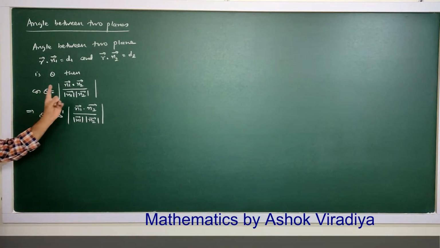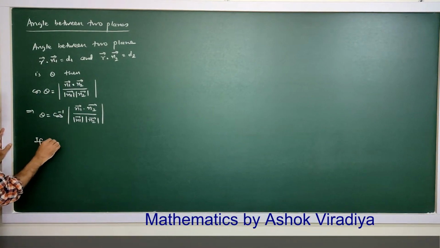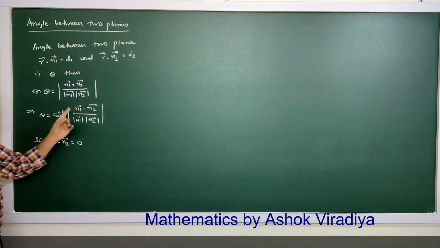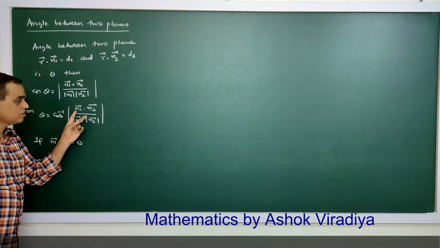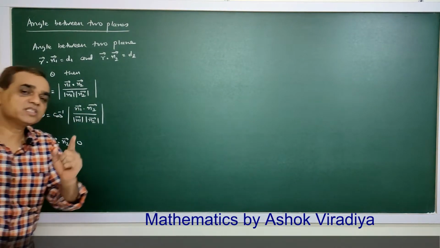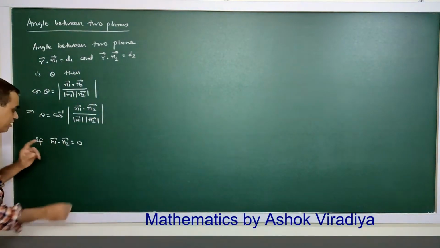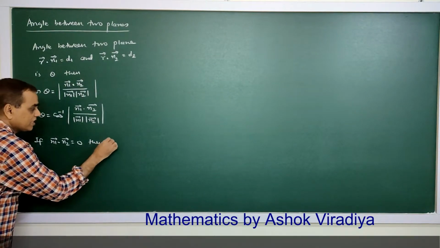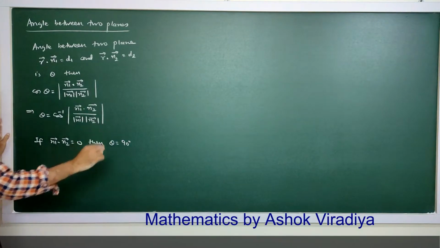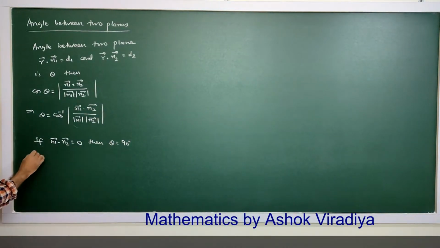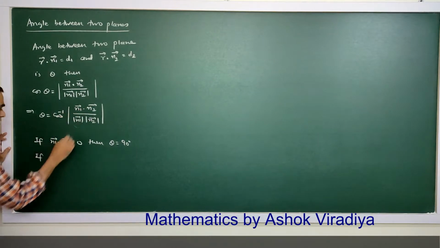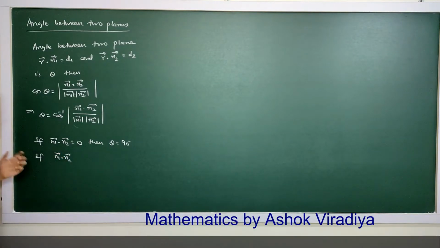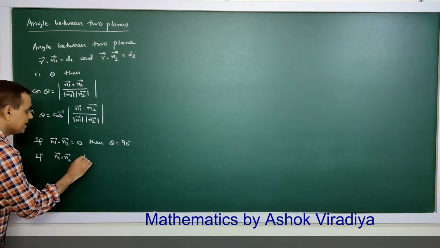You can see that if the dot product n1 dot n2 is 0, then the numerator will be 0. So cos inverse 0 is 90 degrees. So if n1 dot n2 is 0, then these are perpendicular vectors. So theta will be 90 degrees or pi by 2. And if n1 dot n2, the term which is in the numerator and the term in the denominator.